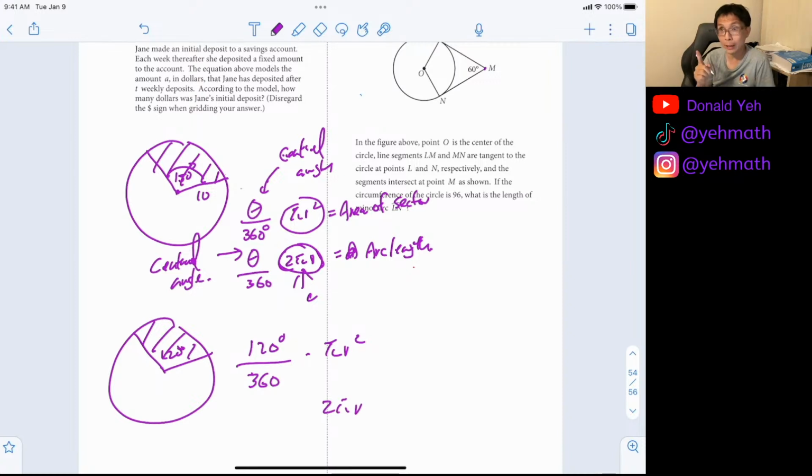Exactly. By the way, for those of you who don't know, if you take a derivative of pi r squared, you're gonna get the circumference. Okay, you're gonna get circumference. Those are in AB calculus.